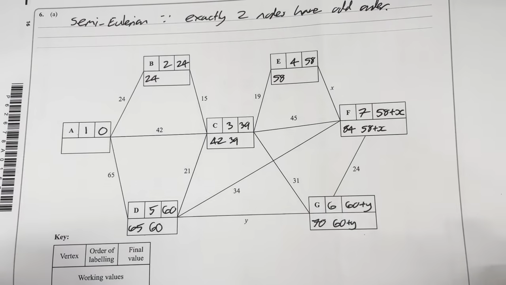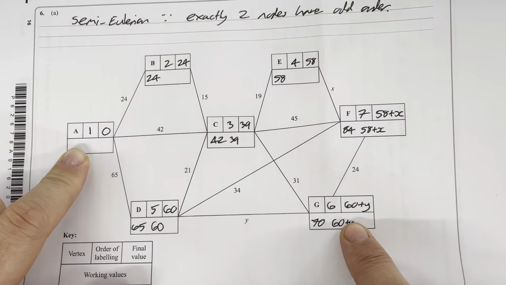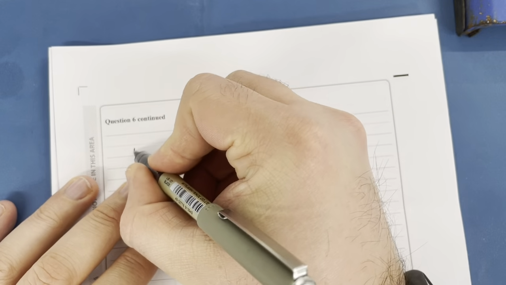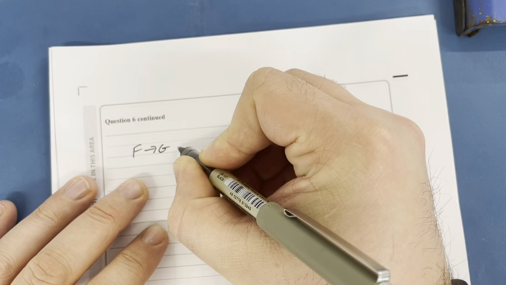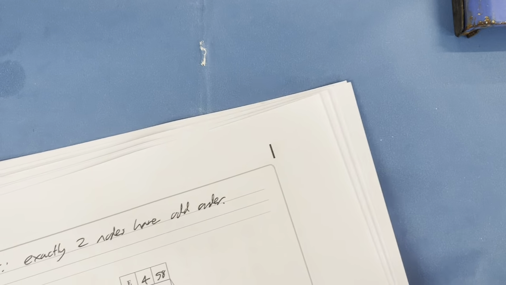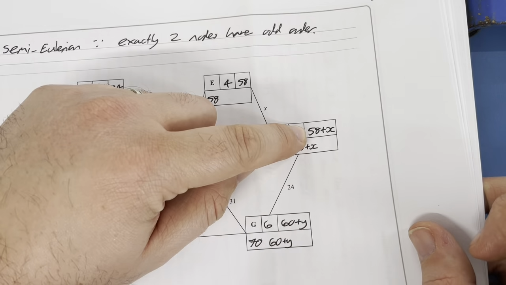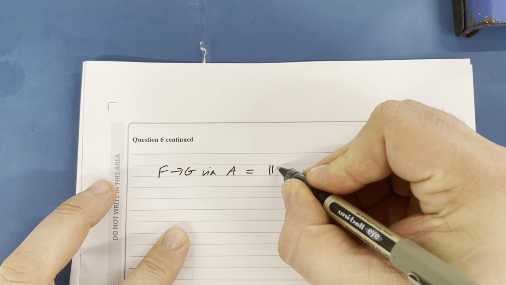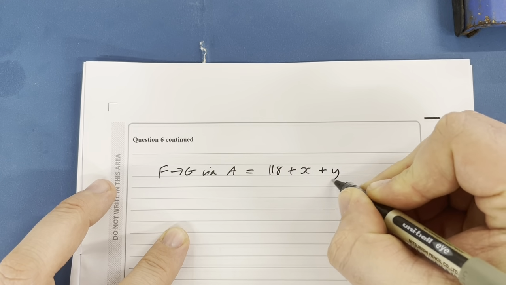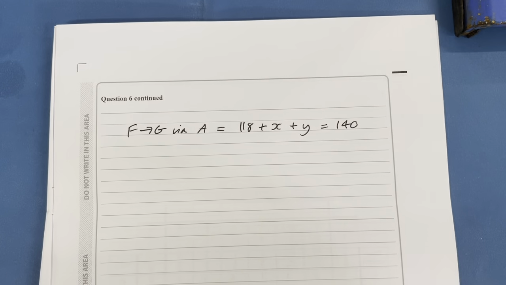Okay, we're told the shortest route from F to G via A is 140. So let's put that into an equation. F to G via A is going to be equal to the shortest route from A to F and the shortest route from A to G added together. So that's going to be 118 plus X plus Y. And we're told that equals 140. Okay, so that's one piece of information.